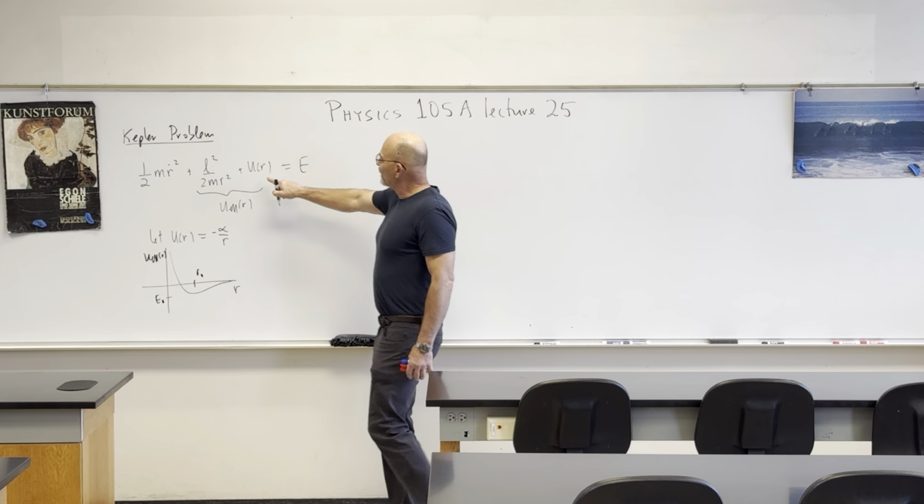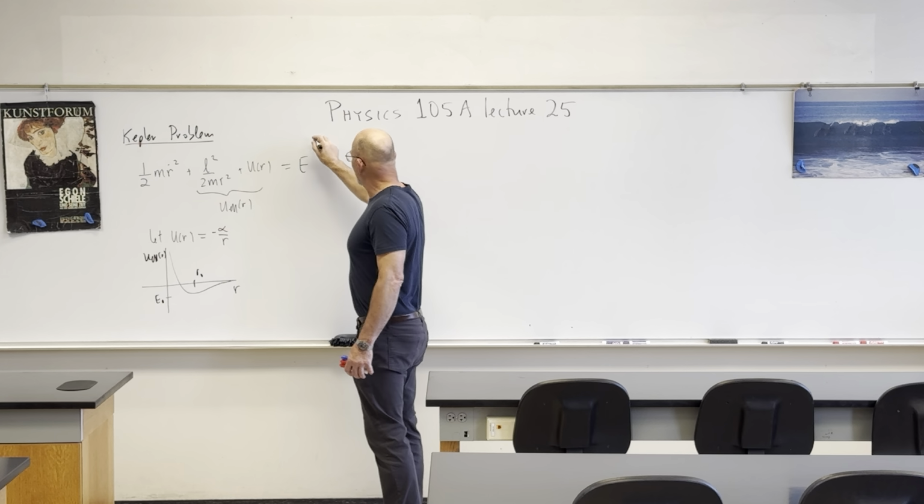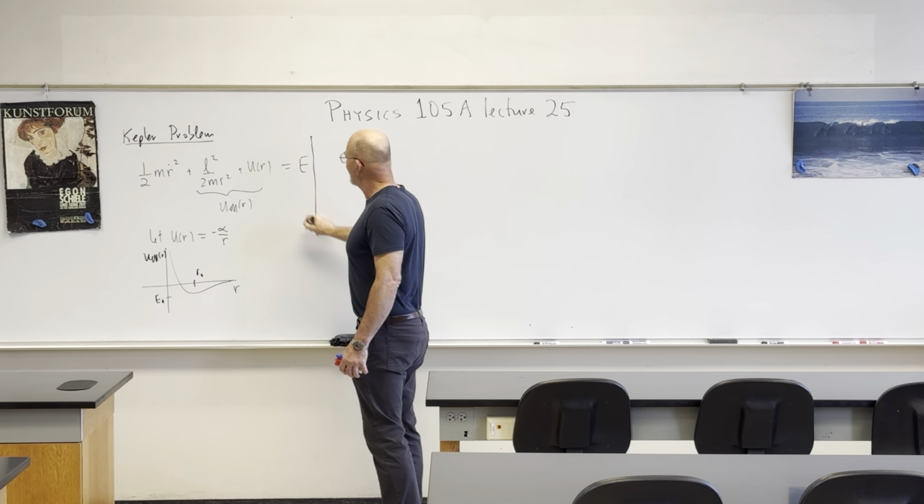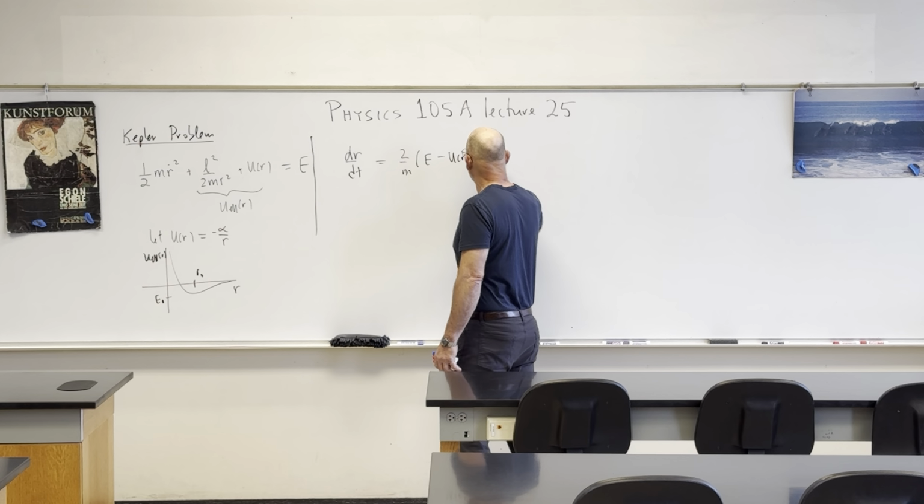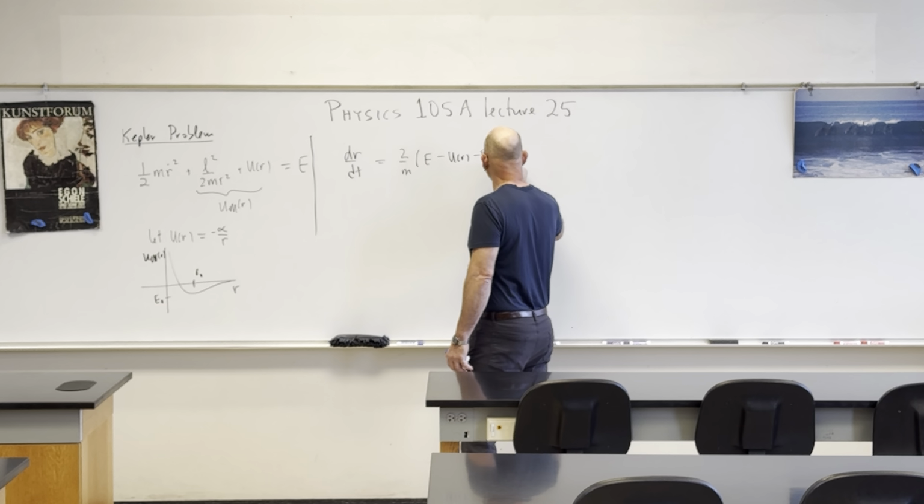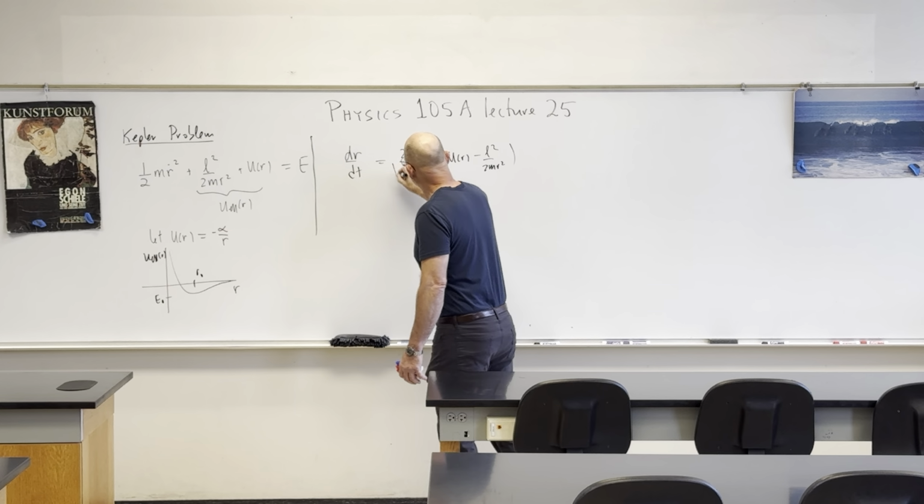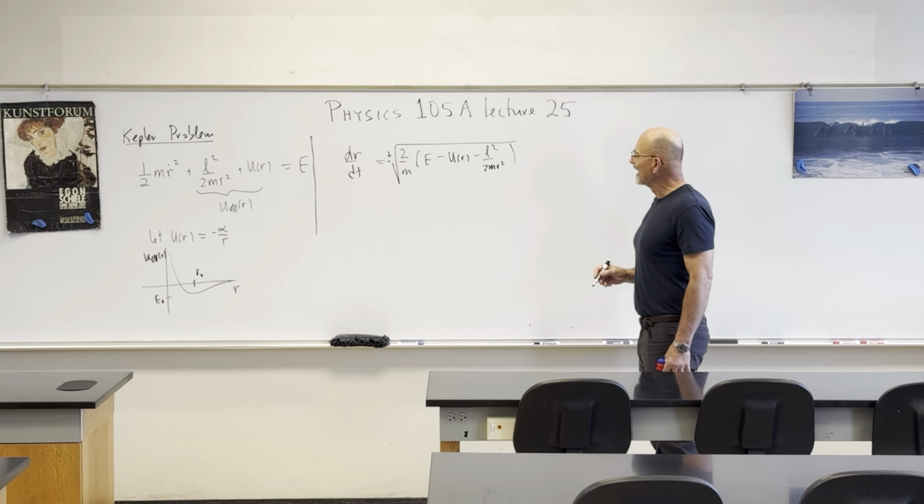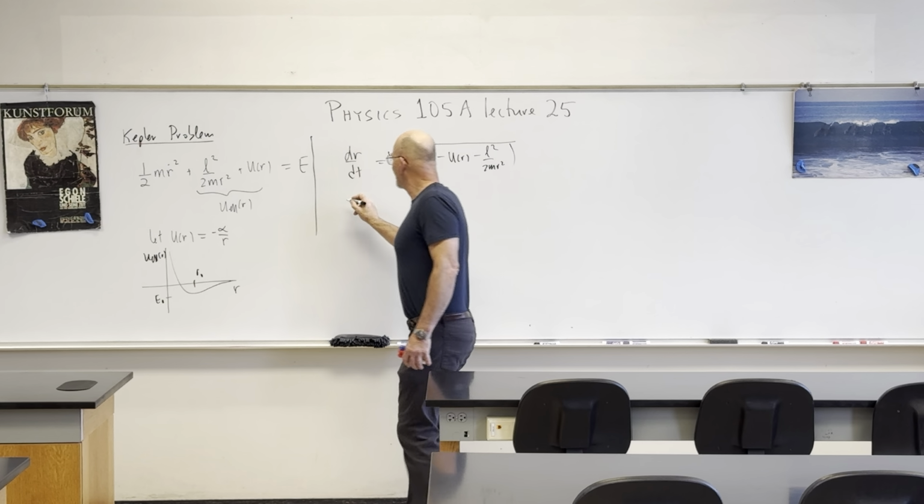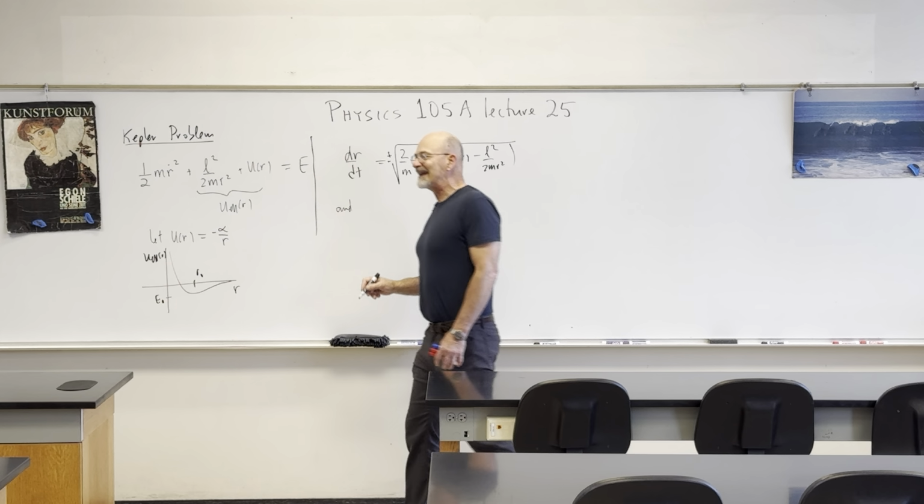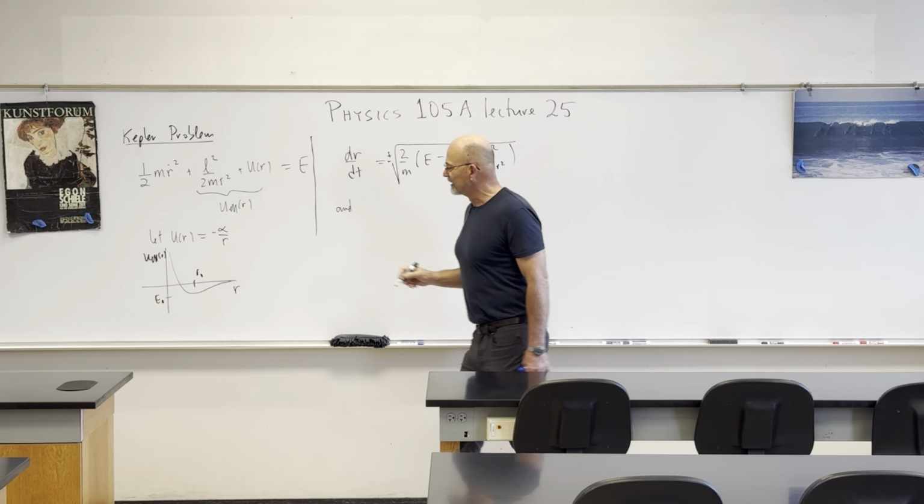So we're going to do the quadrature on this, so I'll rearrange this again. So we're going to have dr over dt equals plus or minus the square root of 2 over m times E minus U minus L squared over 2m r squared. This time we're just going to go through with the entire calculation right there. And we're looking for r of phi. So we're looking for the trajectory, the path that the body takes.